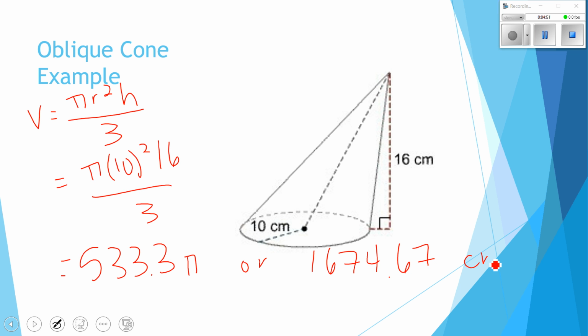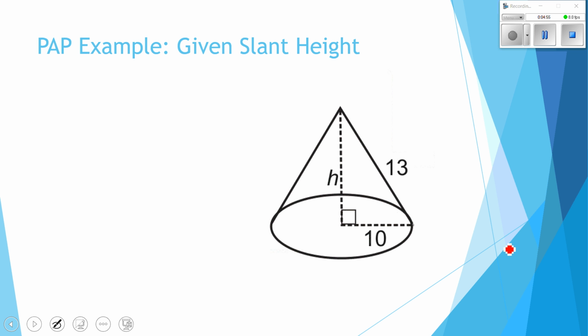1,674.67 centimeters cubed. And if you're pre-AP, you might be given the slant height instead of given the actual height. And if you recall, whenever you were solving for pyramids and you were given the slant height, you need to solve for the actual height before you can start, because the volume is equal to pi r squared height divided by 3. So to find the height, we're going to use Pythagorean theorem.